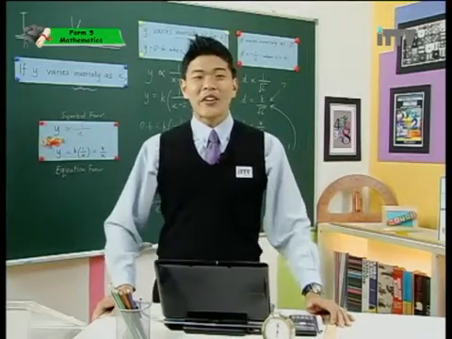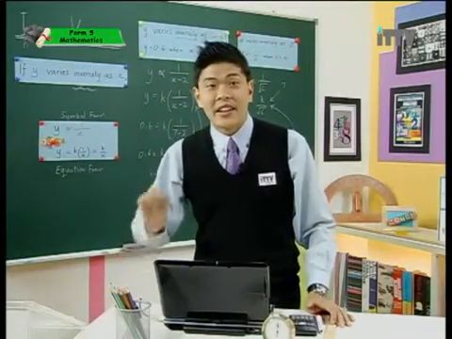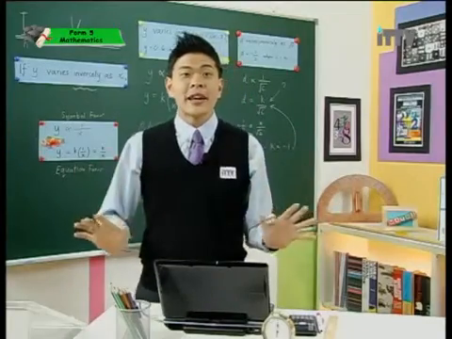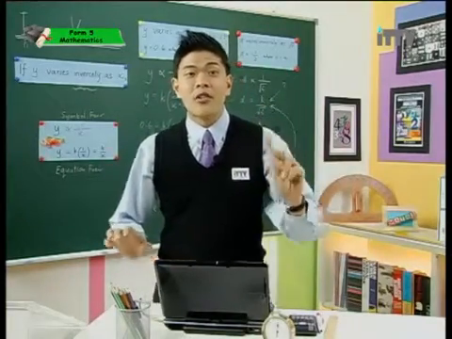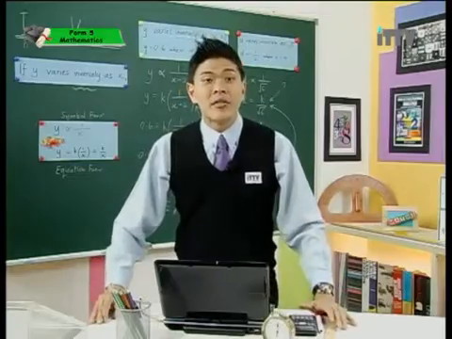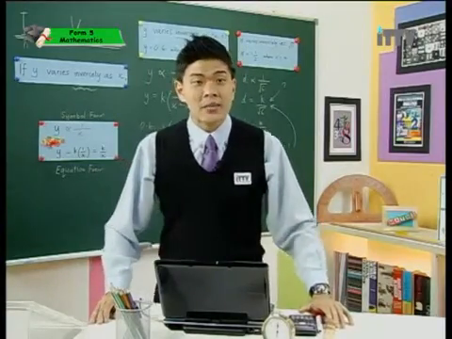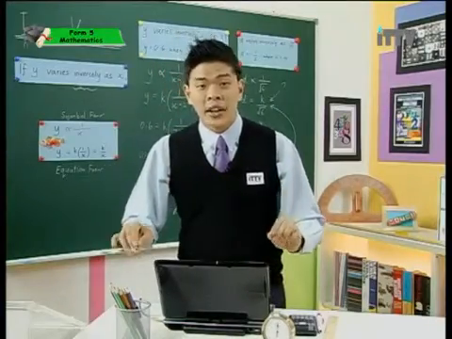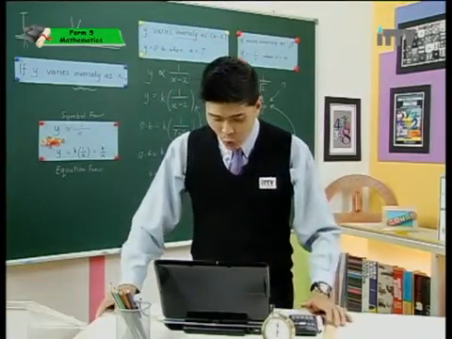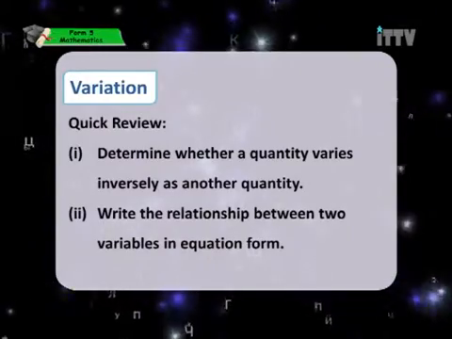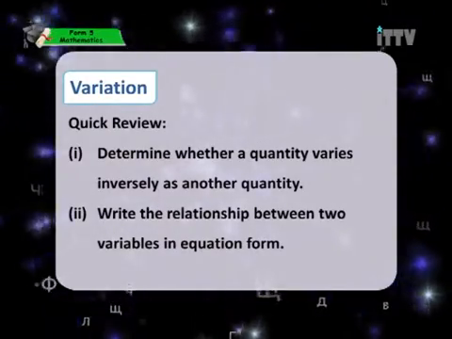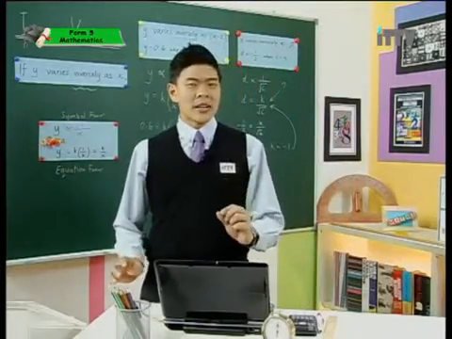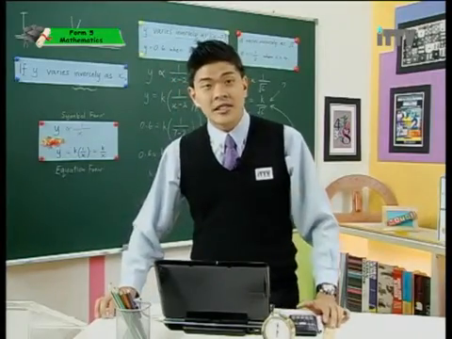Alright guys, let's take a quick review now since we have ended this lesson. What have we learned today? The second type of variation, which is called inverse variation. As the name suggests, the pattern of change is always inverse of one another. So a few quick properties. 1, determine whether a quantity varies inversely as another quantity. We have learned that. How do you determine? By identifying the constant k.